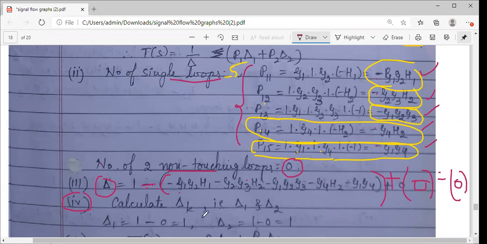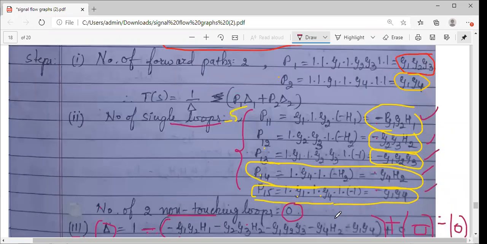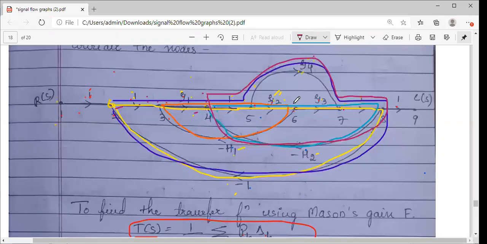So 2 delta values. Delta 1 is for the first forward path. The formula is 1 minus alternate plus minus signs. This bracket indicates the sum of the gains of single loops which are not touching the forward path. तो यहाँ पर जितने भी loops मैंने draw किए हैं, forward path कहाँ से है? First forward path, it is starting from 1 ends at 9.